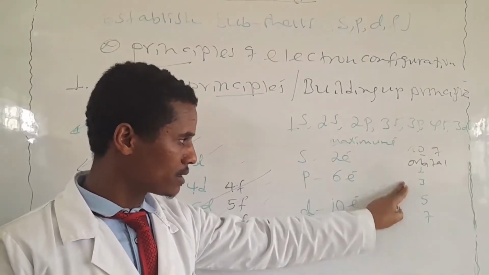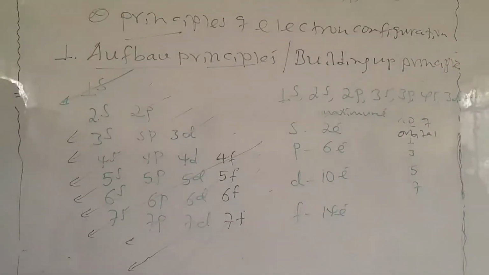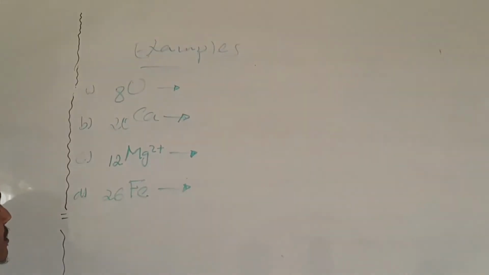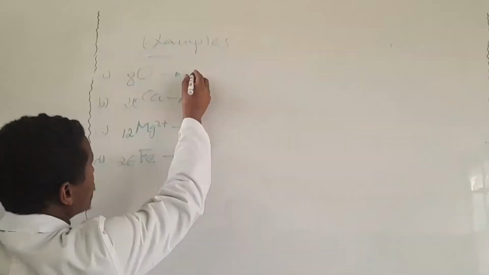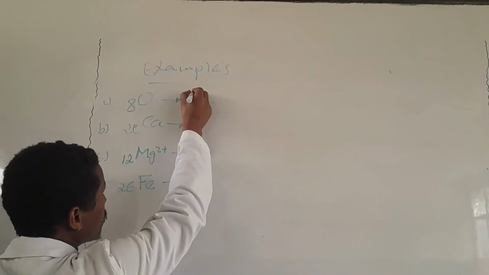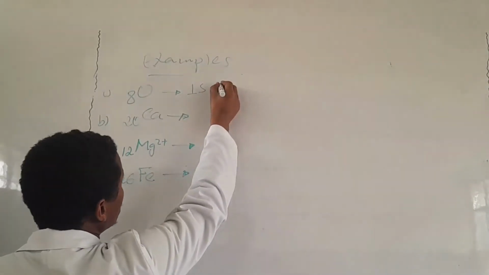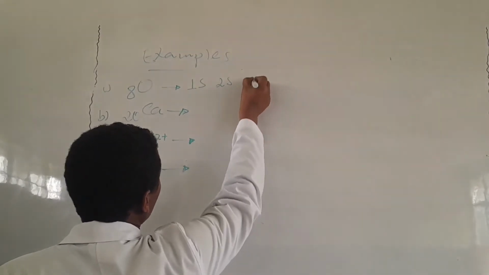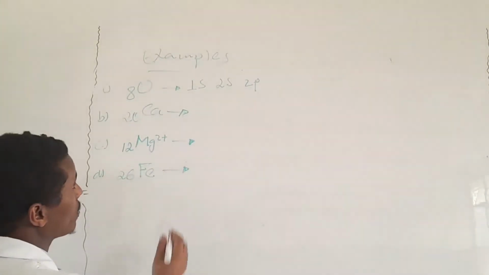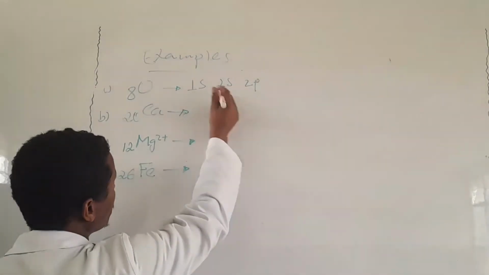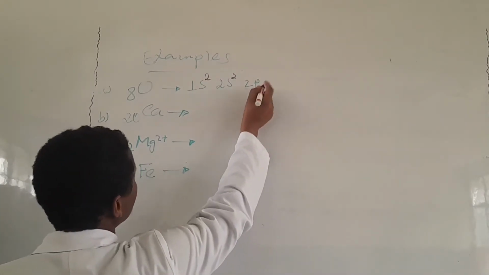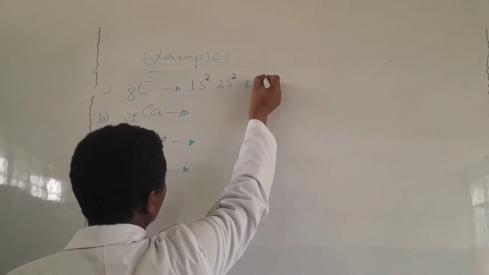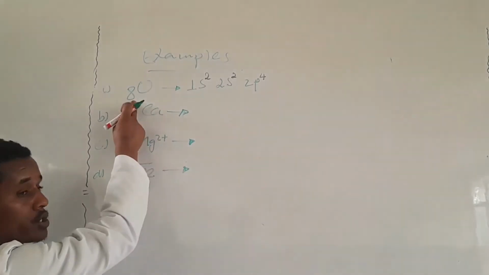Let us see this with some examples. Let's see these examples with spdf configuration. Oxygen has 8 electrons. You start from the order of filling electrons, the lowest energy level, 1s, 2s, 2p. Put the maximum electrons held by s: 2 electrons in 1s, 2 in 2s. How many electrons are remaining? 4 electrons are remaining, and these go into p. So you can write the configuration of oxygen like this.